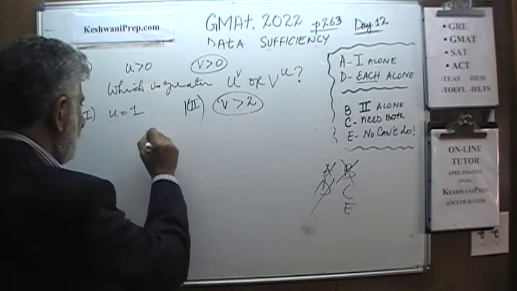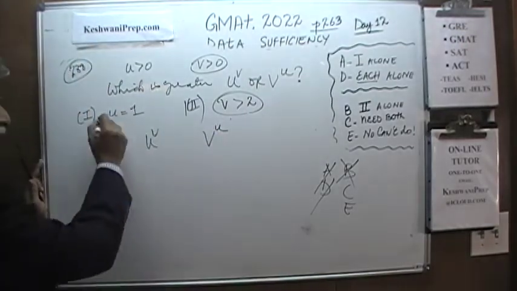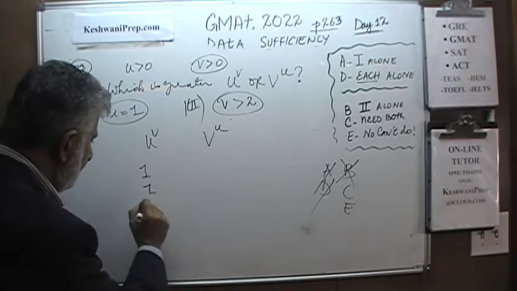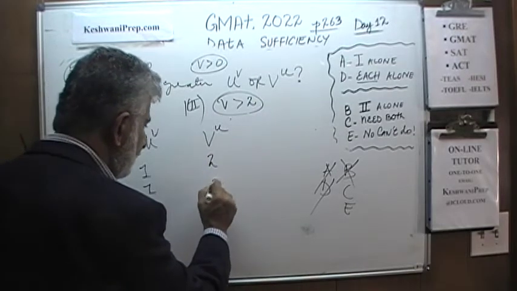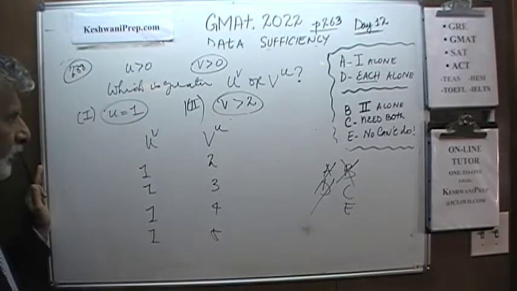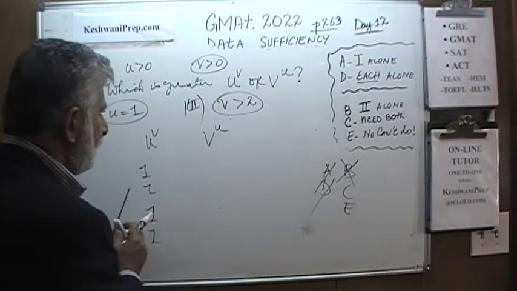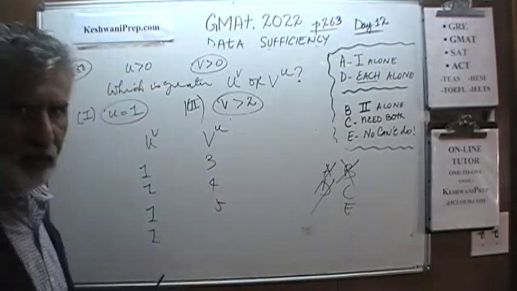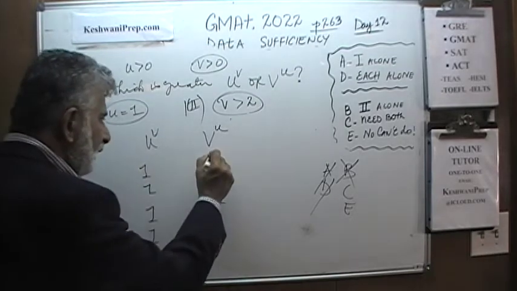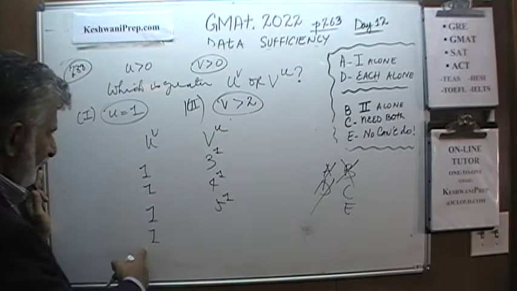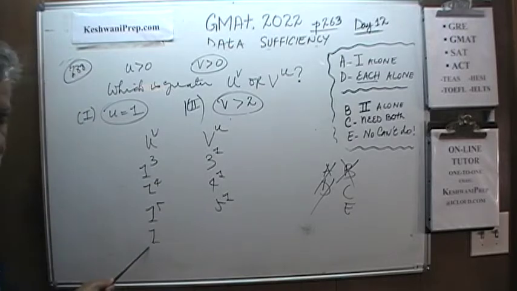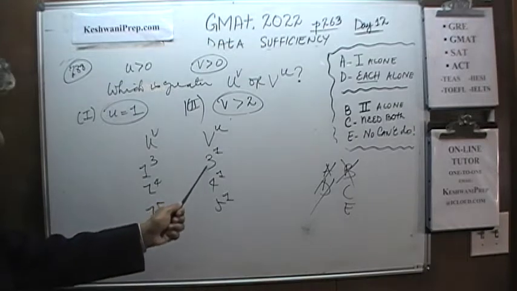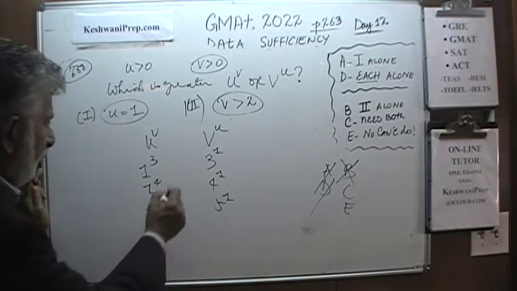U raised to V versus V raised to U. Now we know U has to be 1, so it doesn't matter, U is always going to be 1. And V has to be more than 2, so we can have 2, 3, 4, 5, whatever you like. Oh, it has to be more than 2. I forgot. 3, 4, 5, we can stop right here. Since U is always 1 and V is 3, 4, 5, it doesn't matter whether it's 3 or 4 or 5 or 6 or 10,000, because U is 1, this guy will always be 1. This quantity will always be 1, and this quantity will always be 3, 4, 5, whatever it is. It will always be greater.